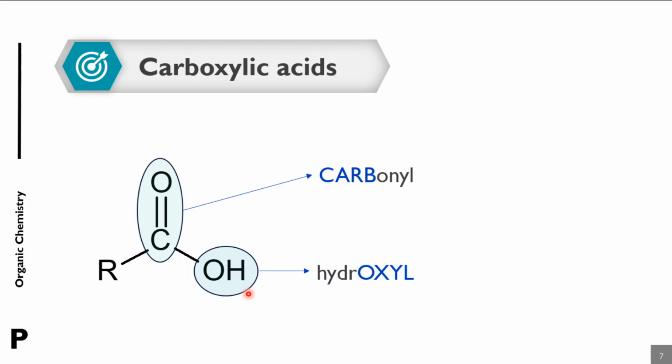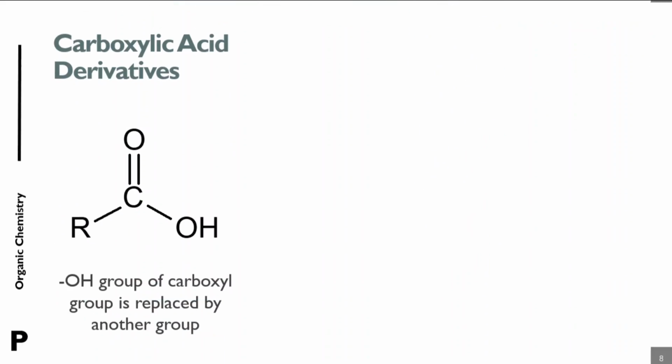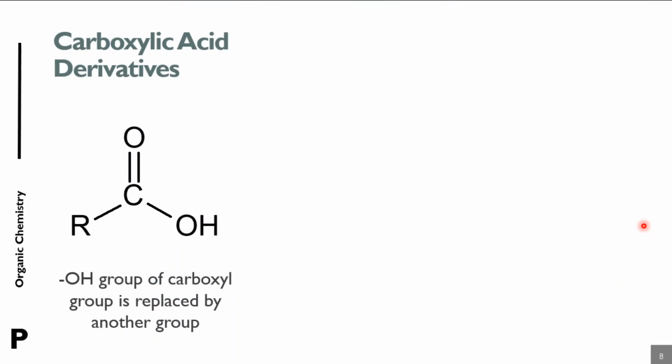The name derived from the fusion of these two functional groups is carboxyl. So this word carboxyl is derived from carbonyl and hydroxyl, as carboxylic acid has both of these groups, so that's why the name of this functional group is carboxyl functional group. So let's see about the carboxylic acid derivatives.